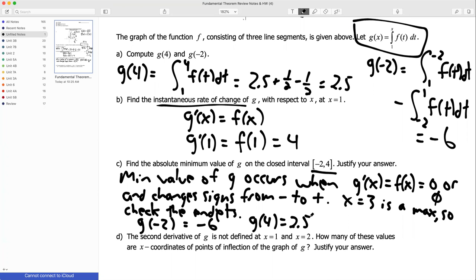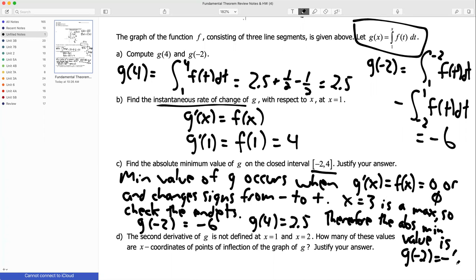So I'm going to say, therefore, the absolute minimum value is G of -2 equal to -6.